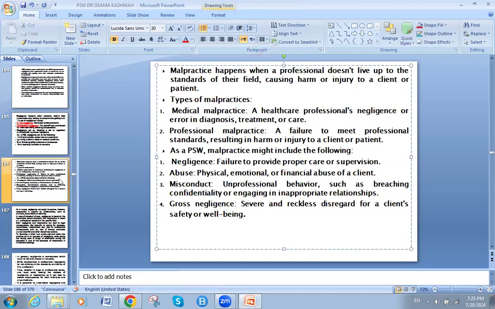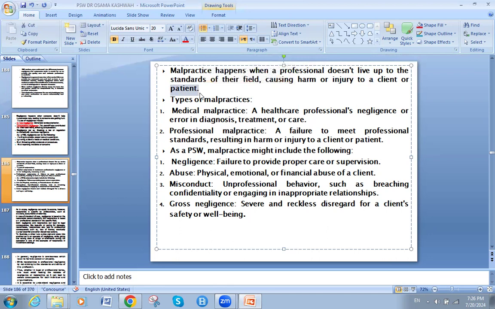Malpractice. Let's see now. We talked about negligence, and we said this is where the duty of care is less or is not there. But what about malpractice? Malpractice happens when a professional does not live up to the standards of their field, causing harm or injury to a client or a patient. He doesn't meet the standards, like he doesn't do the job as it's supposed to be done. It's not negligence, but he doesn't do the job as it's supposed to be, causing harm or injury to a client or a patient.